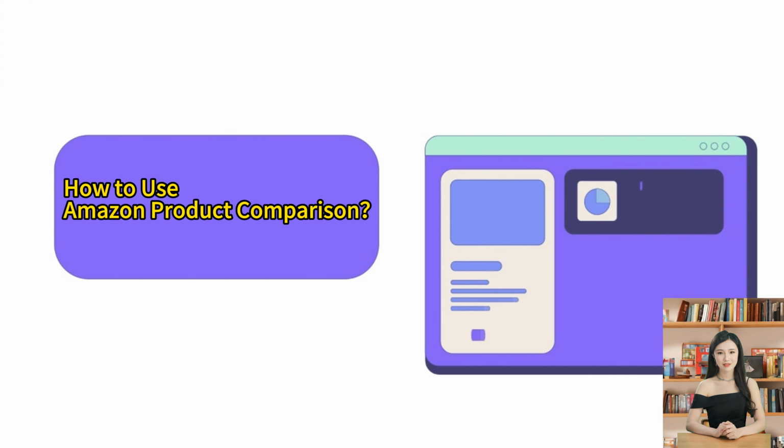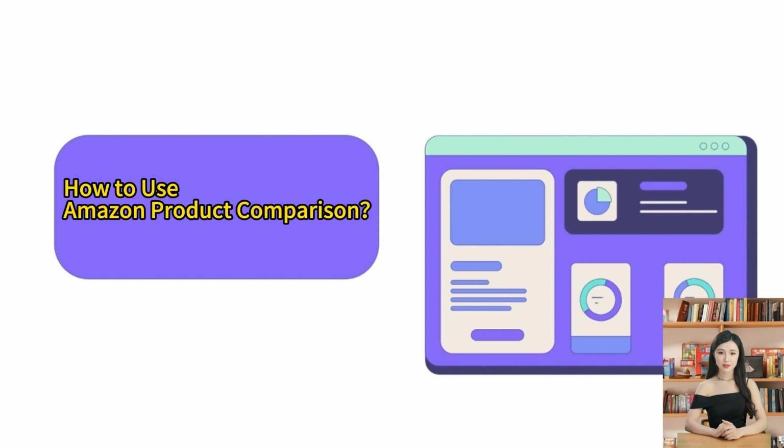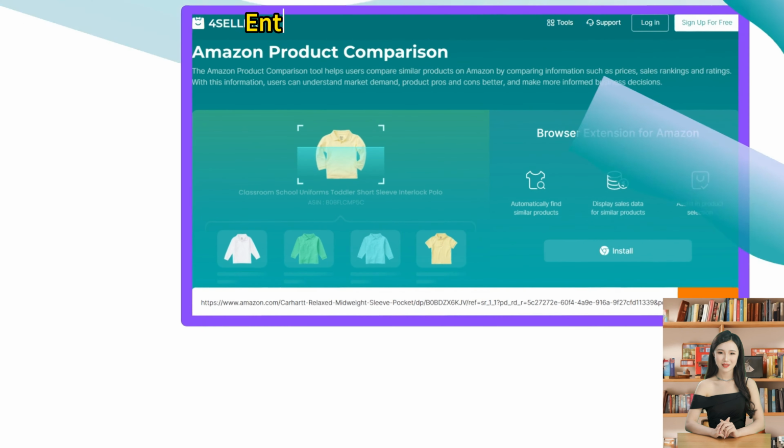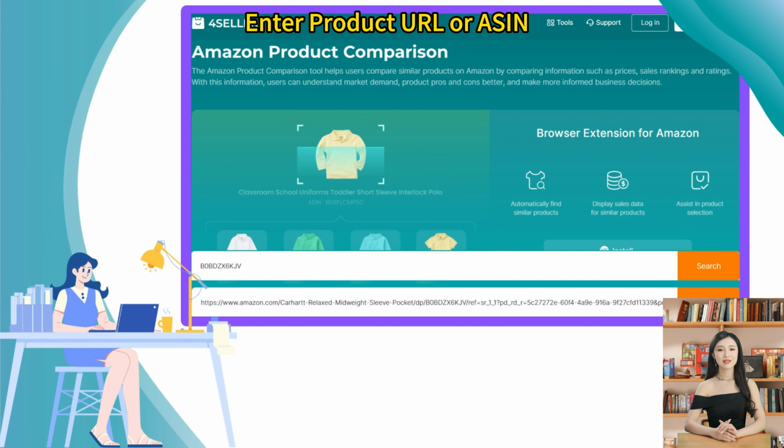Next comes the most important part. It is my pleasure to demonstrate how to use this tool. The usage of Amazon product comparison is simple. You just need to enter the ASIN or URL of the product you want to compare in the tool and click the search button.